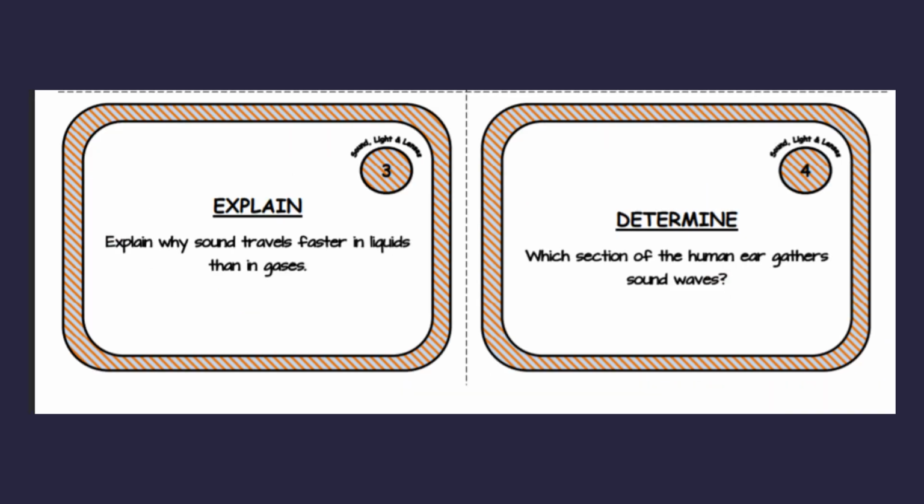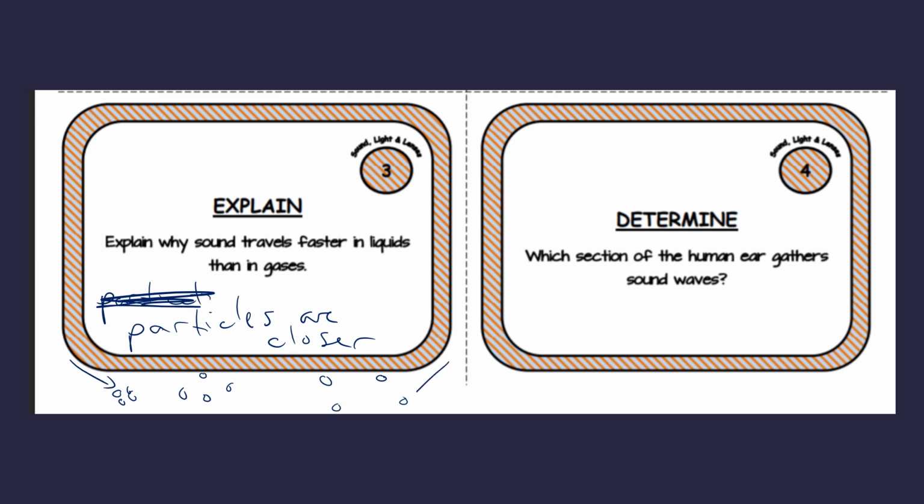All right, why does sound travel faster in liquids than gases? That's because the particles are closer together. Remember that in a solid, they're very close together. In a liquid, they're a little bit further apart because they're moving faster. And then in a gas, they are highly separated. So you're always going to have sound travel fastest in a solid, slowest in a gas.